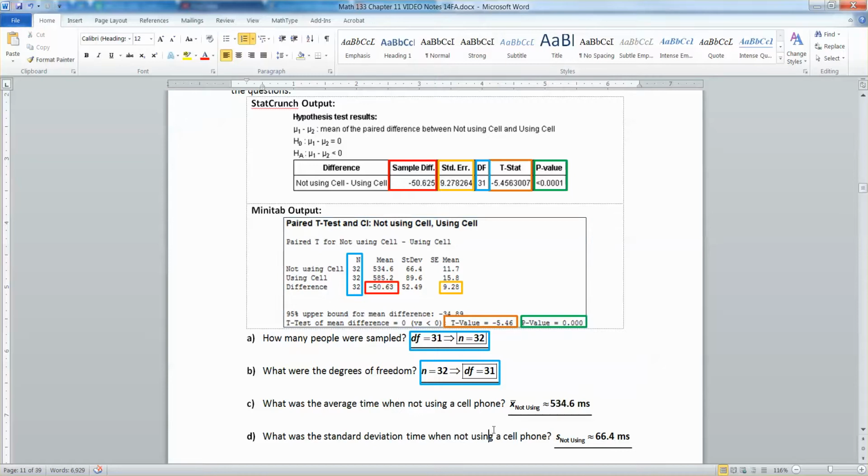Similarly, Minitab is the only one that gives you the not using the cell phone time. See 66.4 standard deviation, 534.6 for the mean. Those are both in milliseconds, by the way. MS is the symbol for millisecond.